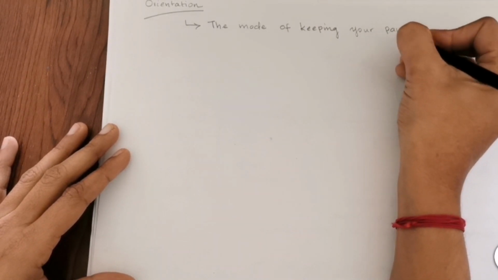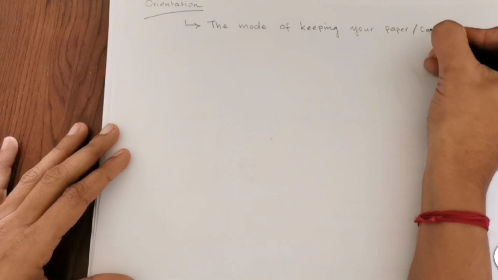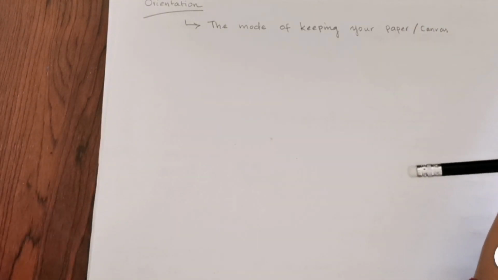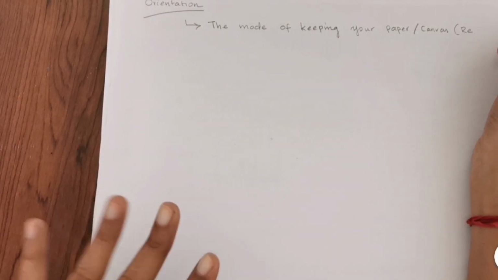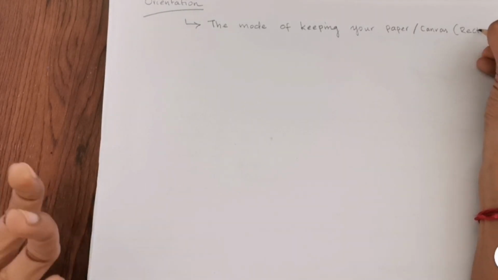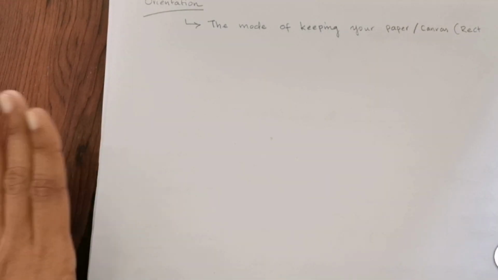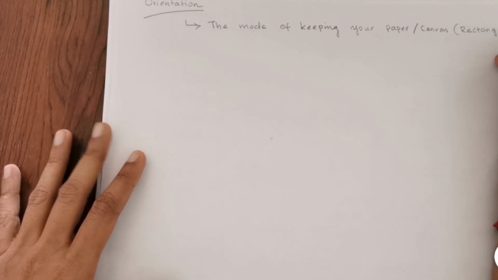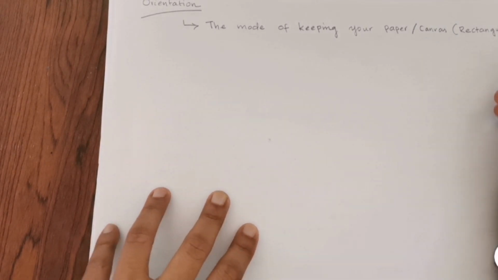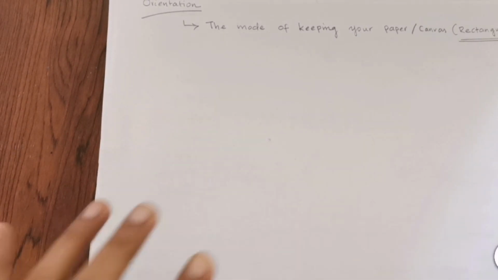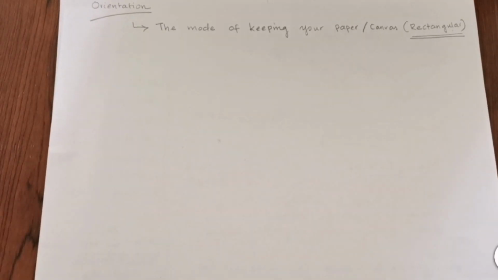So that's one thing. And why this orientation is important is because for certain pictures we have to cover a wide area, especially sceneries like a mountain range, or if you want to show a beach. Any area which needs to cover a wider area, you need to keep the paper in landscape mode. So orientation can be landscape and portrait. So note this down, landscape and portrait mode.